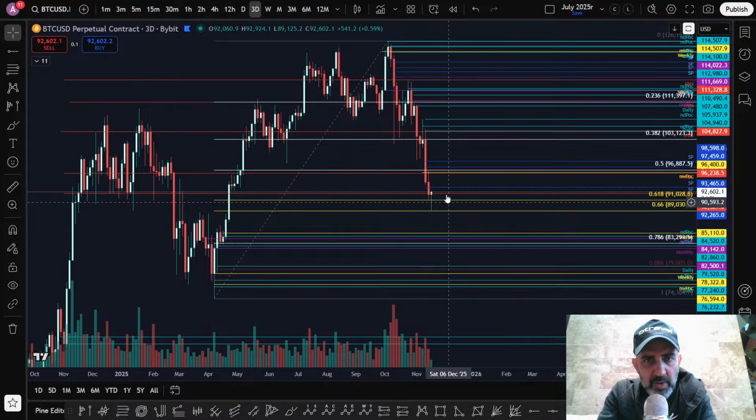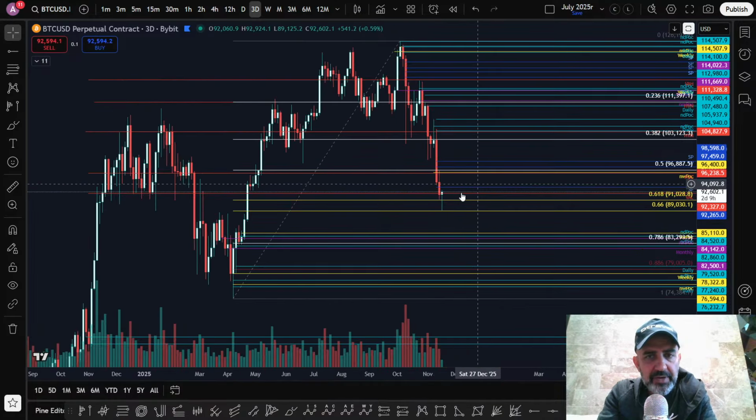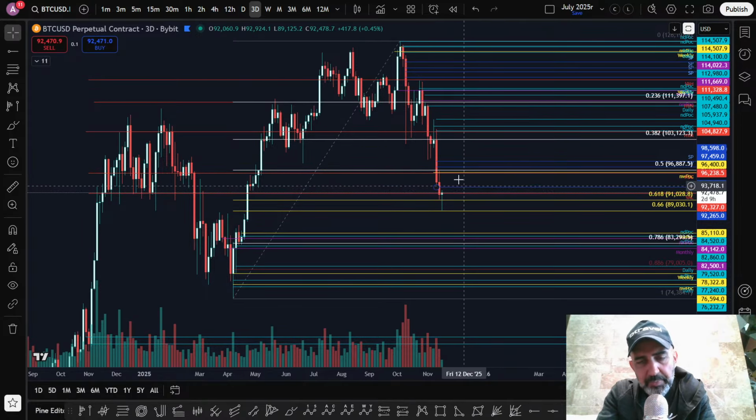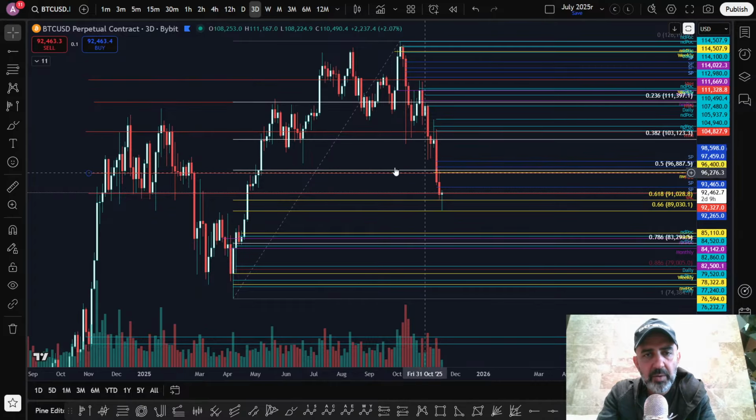We're at this value area low. You see that? The value area low. That's actually good because if we're going to find support, this is a good place to find it. But the price has been coming down so fast, you have to let the price settle, find support, and consolidate before it has an attempt to go up.